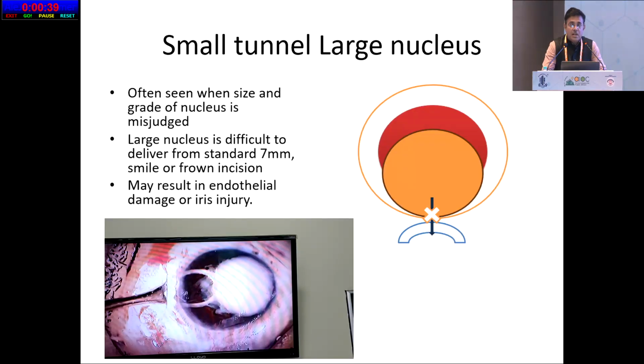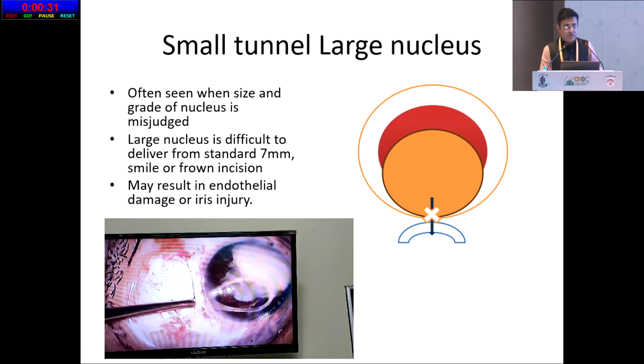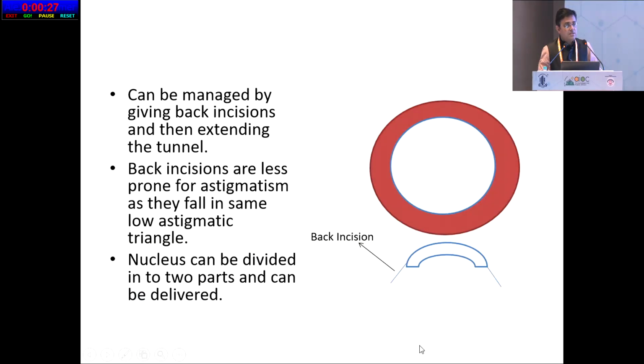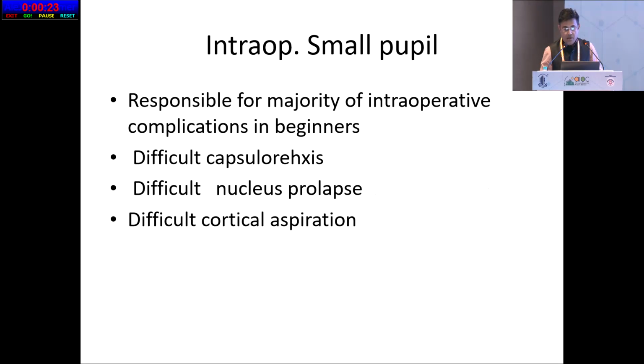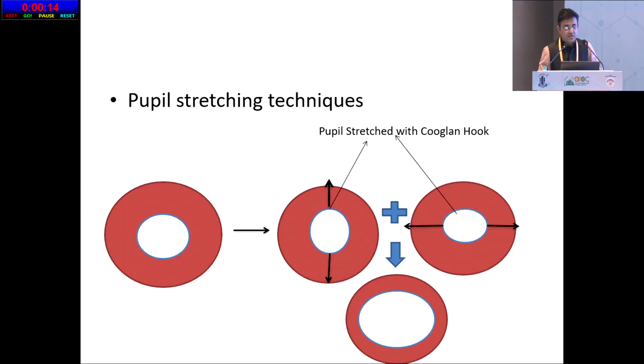Then small tunnel, large nucleus, again a difficult situation. As you can see in this video, the surgeon is trying to pull the nucleus out, but it is stuck in the tunnel. In this situation, you can give relaxing incisions, or you can divide the nucleus into two parts and remove the nucleus one by one. Then small pupil, I think it has already been discussed. Various modalities: intracameral adrenaline, iris hooks, pupil stretching technique, etc. They all have been discussed. This one is with a cochlear hook. You can just stretch the pupil and complete the surgery.